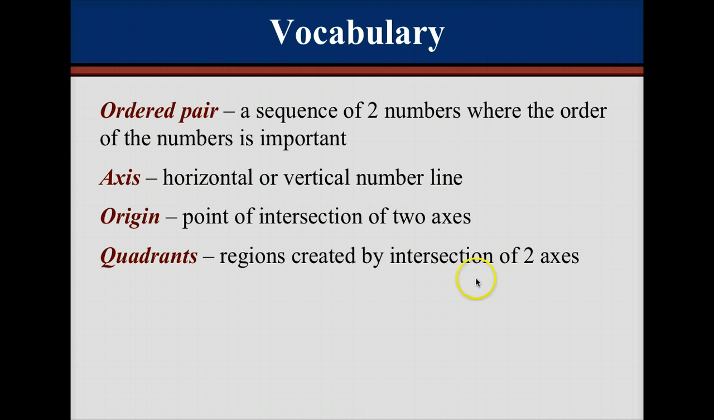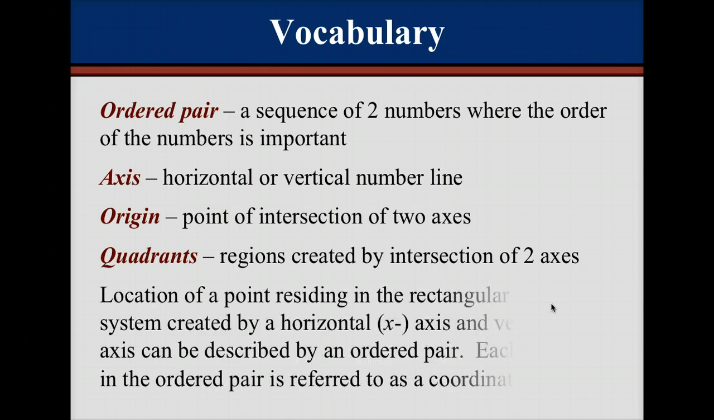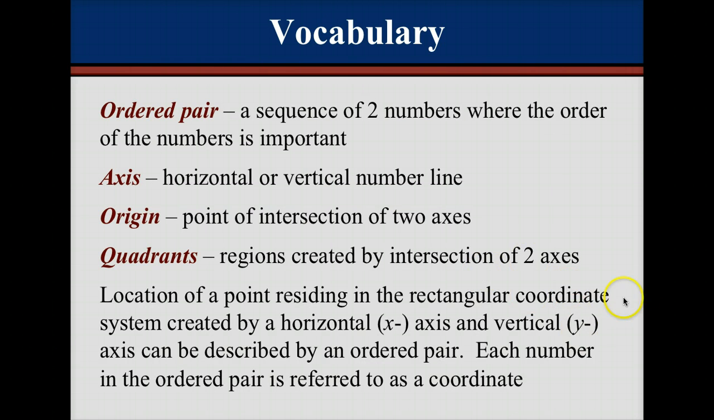Regions created by the intersection of two axes are the quadrants. There are 4 quadrants on the rectangular coordinate system, the Cartesian coordinate plane. The location of a point residing in the rectangular coordinate system is created by a horizontal, which is the x-axis, and the vertical, which is the y-axis, and can be described by an ordered pair. Each number in the ordered pair is referred to as a coordinate.